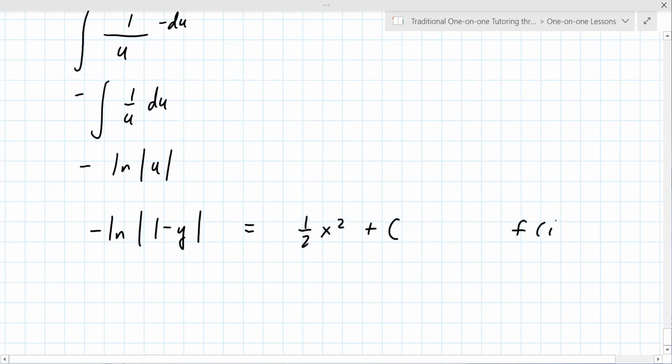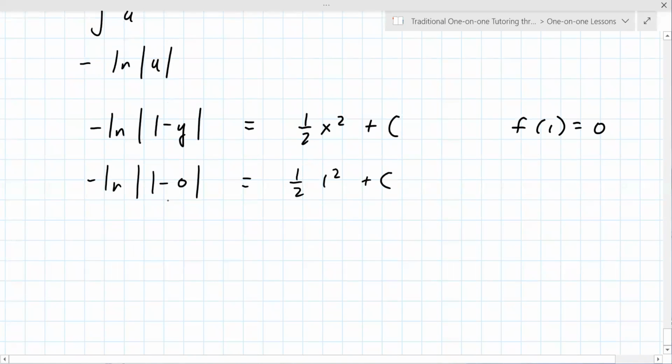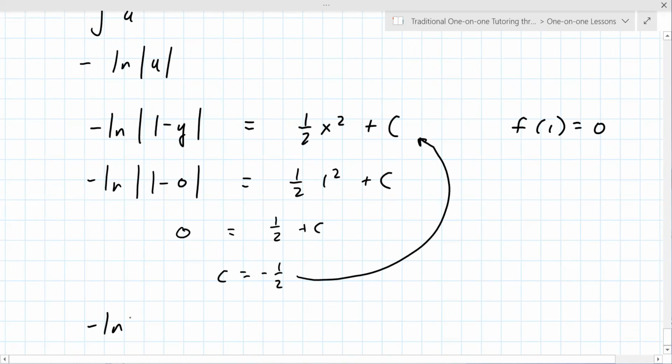And then they give you an initial condition right here. That's x, that's y. Minus natural log absolute value 1 minus 0 equals 1/2 1 squared plus c. The natural log of 1 is 0, negative of 0 is 0, 0 equals 1/2 plus c, so c equals minus 1/2. And then you throw that back into this line right here. And this is up to your instructor. Do you need to solve this for y? You can solve it for y, but you're also sort of done.